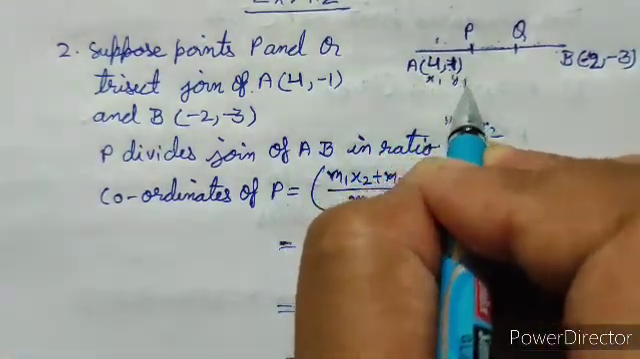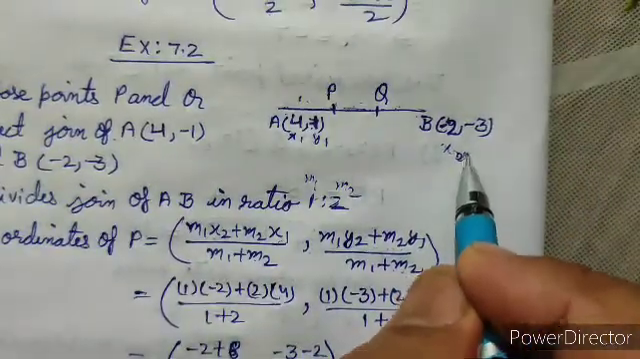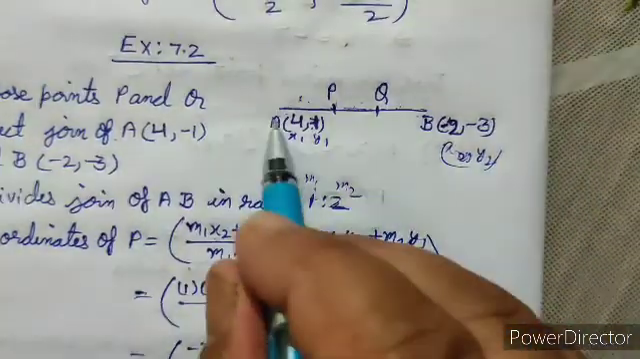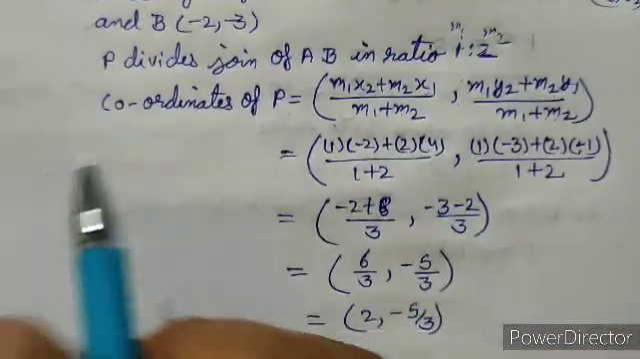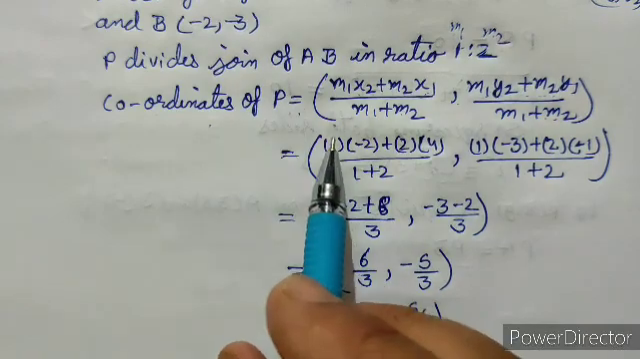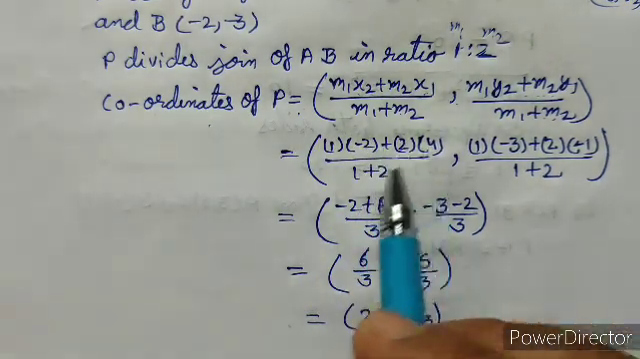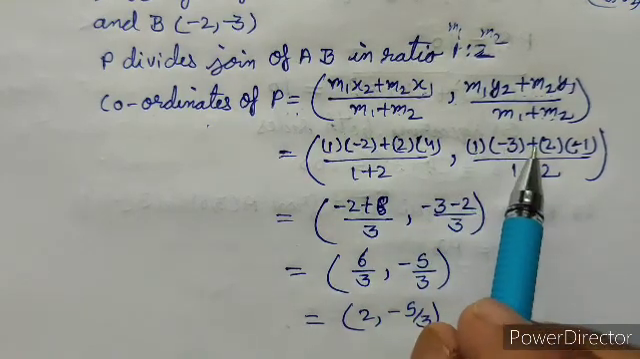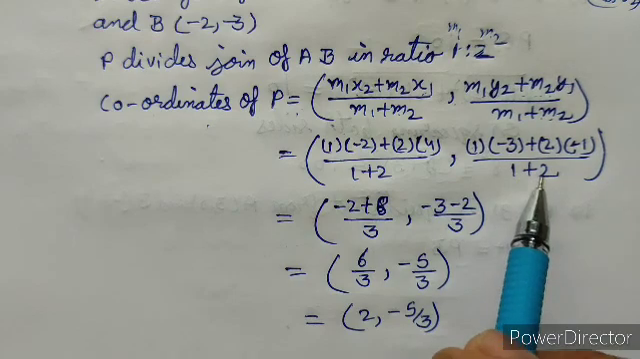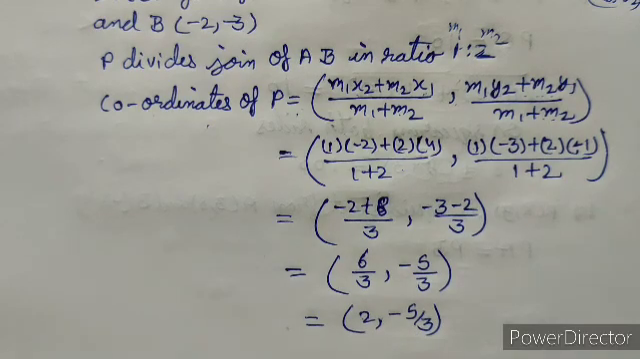x1, y1 and x2, y2 are the coordinates of points A and B respectively. Thus we can say that coordinates of P will be equal to (1 into minus 2 plus 2 into 4) upon (1 plus 2) and (1 into minus 3 plus 2 into minus 1) upon (1 plus 2), and that is giving us P as 2 comma minus 5 by 3.